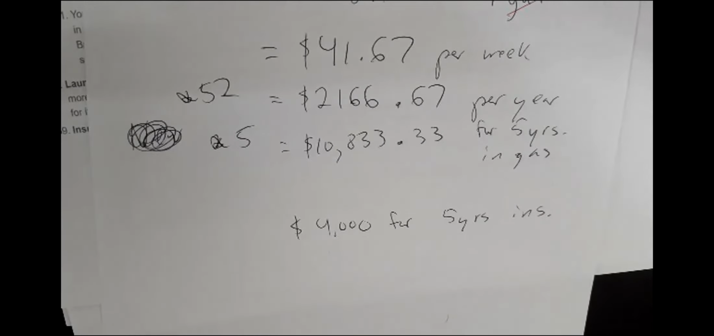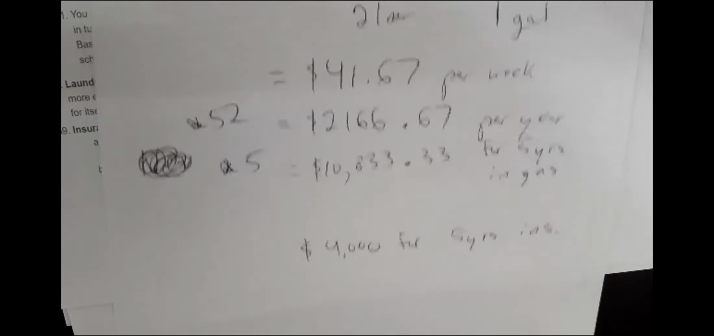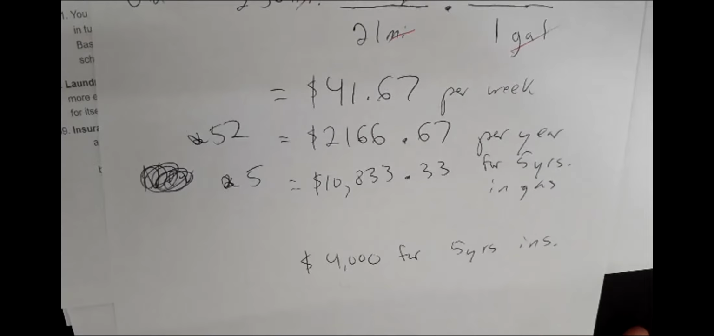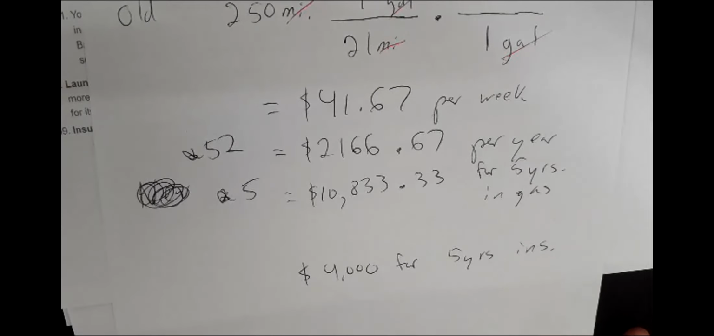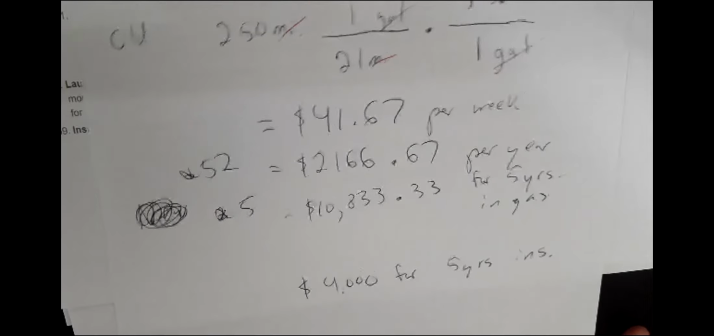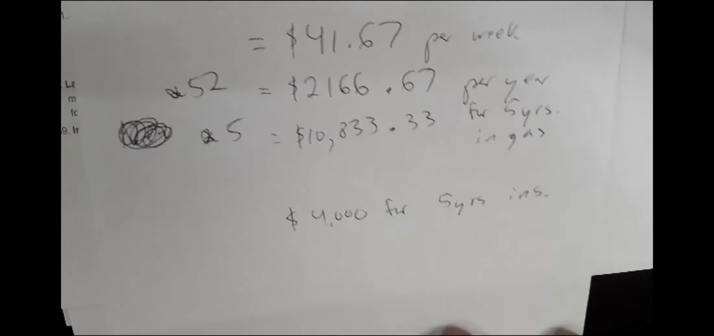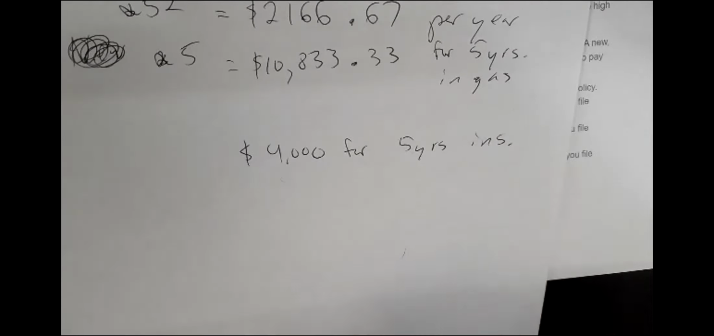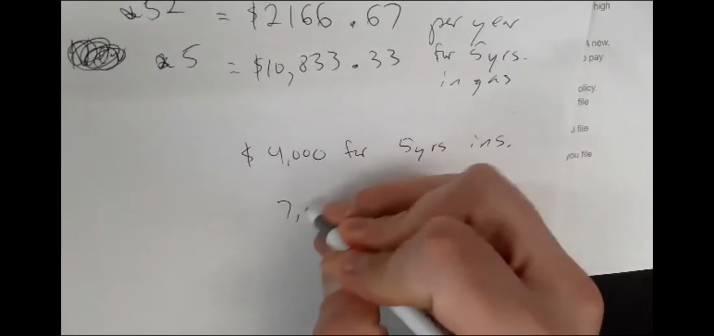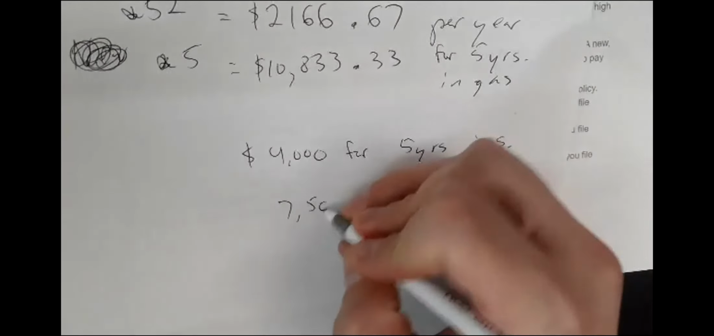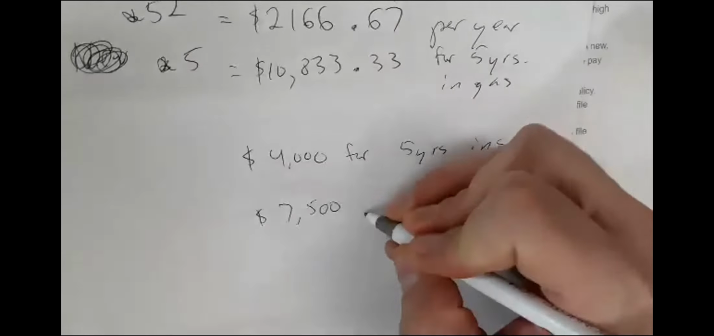Okay. And then the one last thing we got to figure out: we got mileage, we got insurance. The last thing they talk about is repairs. They anticipate $1,500 per year on repairs for the old car. So if we're doing $1,500 for a year, we're going to multiply that by 5 to get $7,500 for 5 years.